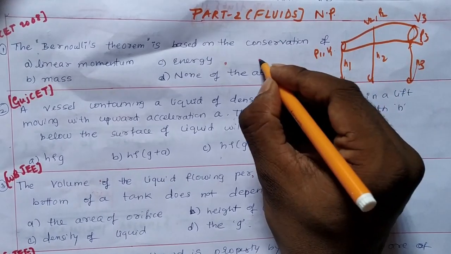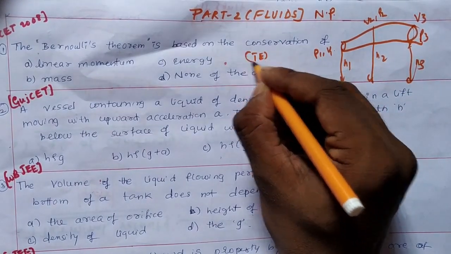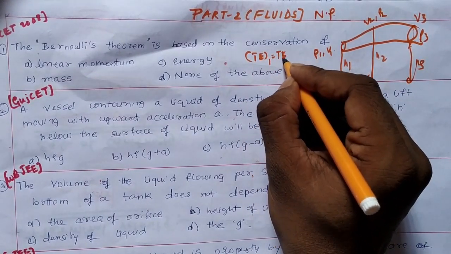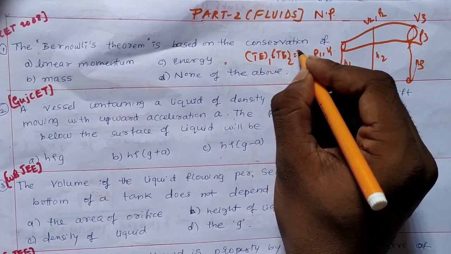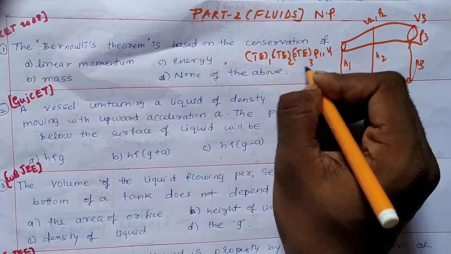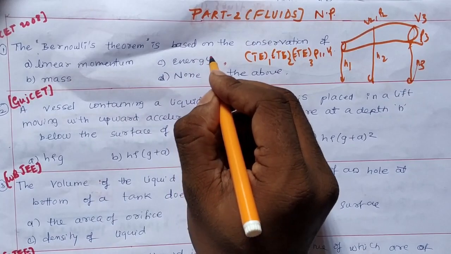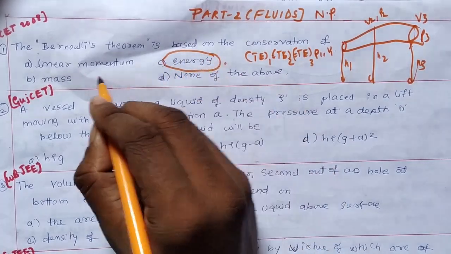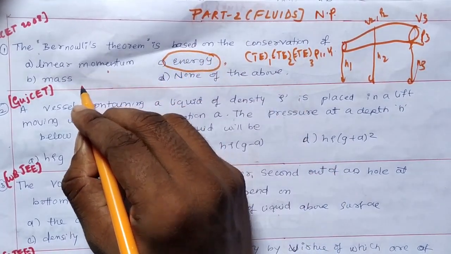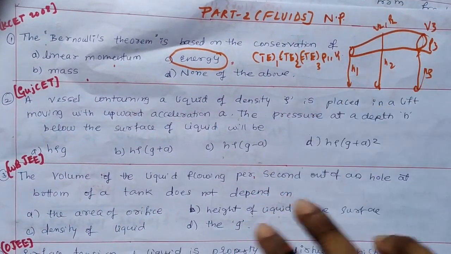That means total energy at the first condition should be equal to total energy at the second condition, which is equal to total energy at the third condition. That means which is conserved here? Here energy is conserved, not the linear momentum or the mass, energy is conserved.